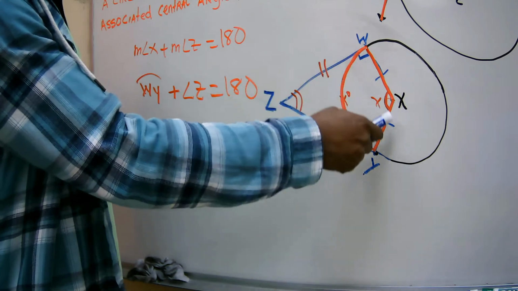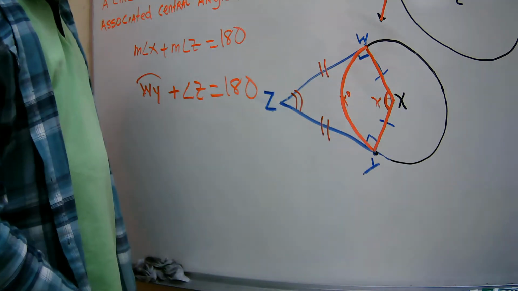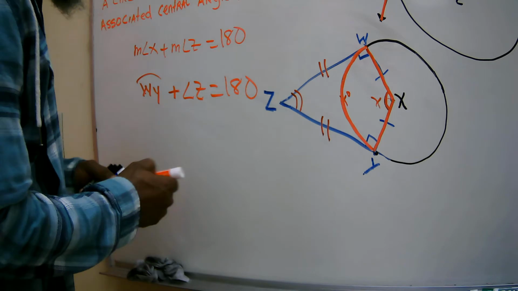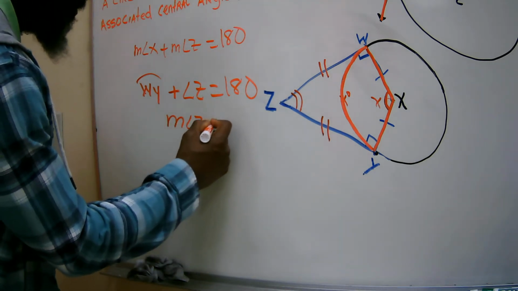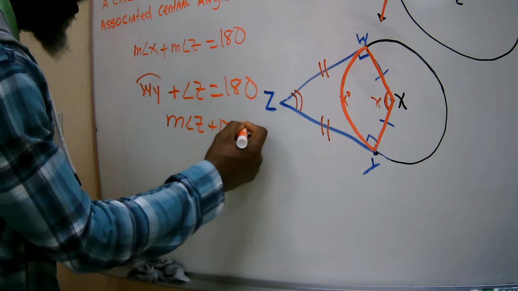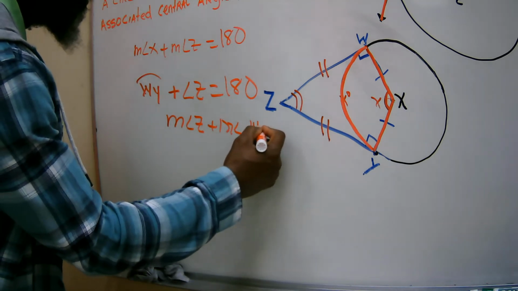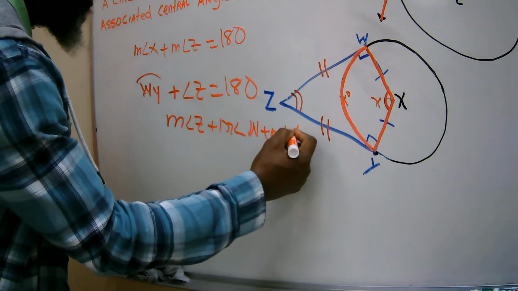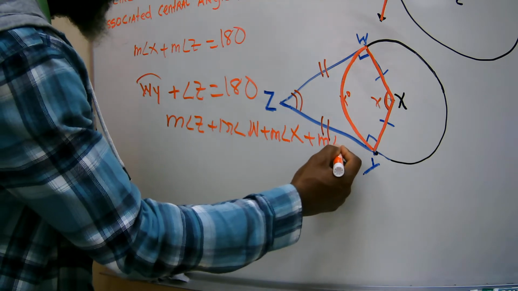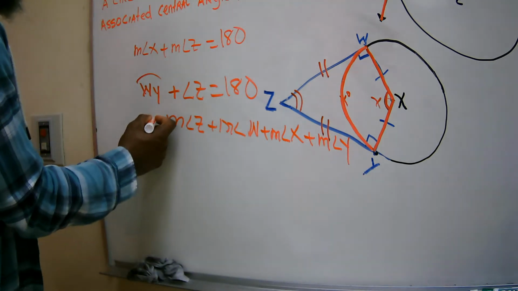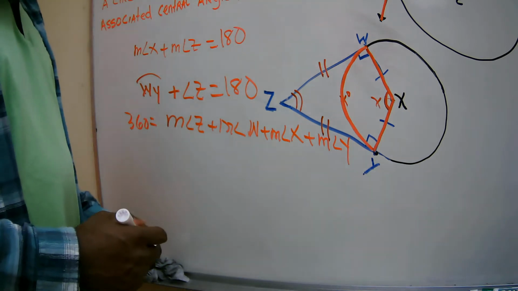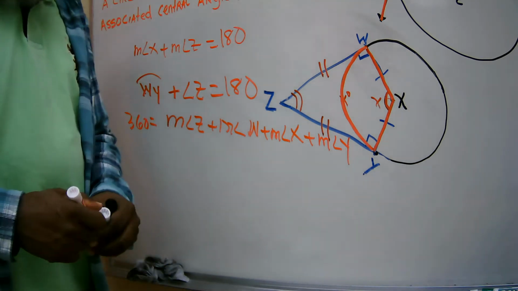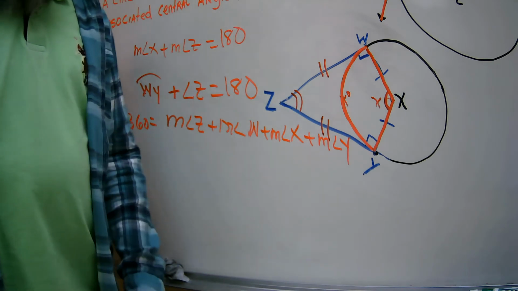So the four angles will add up to 360 degrees. Meaning that if I take measure of angle Z plus measure of angle W plus measure of angle X plus measure of angle Y, this will be equal to 360 degrees. Remember, a kite is a quadrilateral. This is the lesson that we're going to practice today.